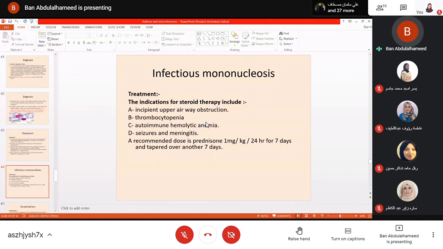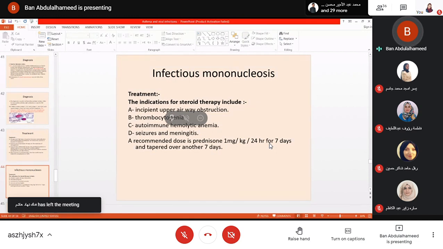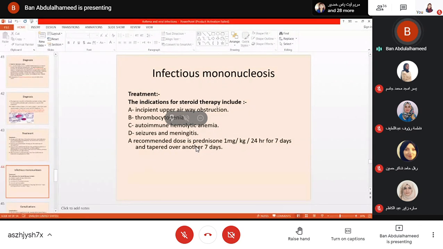The second indication is if the patient developed decrease in the platelet count or thrombocytopenia. Number 3, if the patient developed autoimmune hemolytic anemia. And if he developed meningitis and convulsion or seizures, this is the 4th indication for giving steroid therapy to patients with infectious mononucleosis. How we give steroid? In form of prednisone. The dose is 1 milligram per kg per 24 hours for 7 days. Then we can taper the dose over the next 7 days. فيصير total duration of treatment less than 2 weeks.